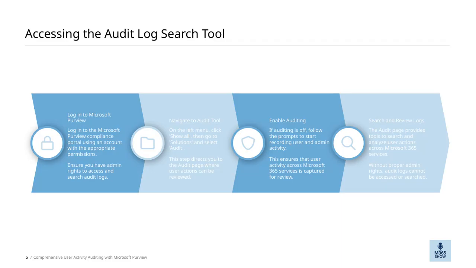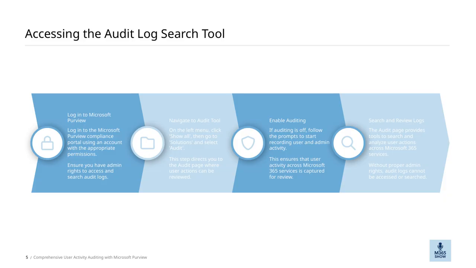Now, let's talk about accessing the Audit Log Search tool. The Audit page provides powerful tools that allow us to search and analyze user actions across all Microsoft 365 services. It's a critical component for maintaining security and compliance. Keep in mind, without proper admin rights, you won't be able to access or search these audit logs, so permissions are key here. If auditing isn't already enabled, you'll see prompts guiding you to turn it on.